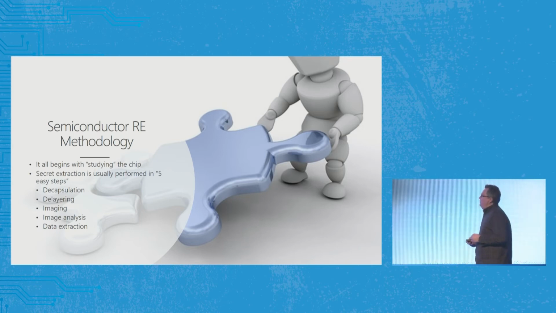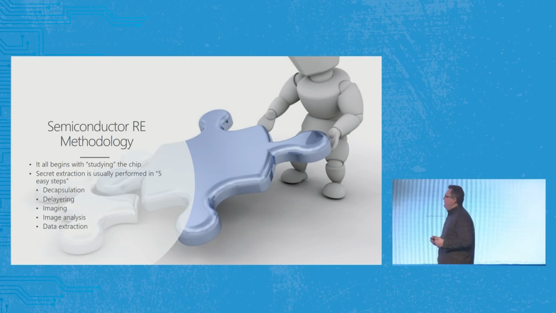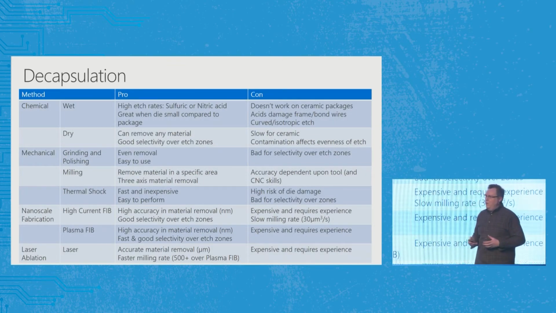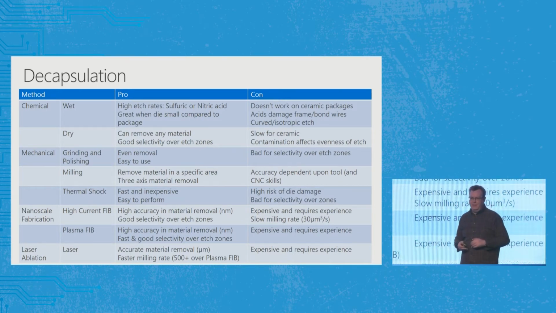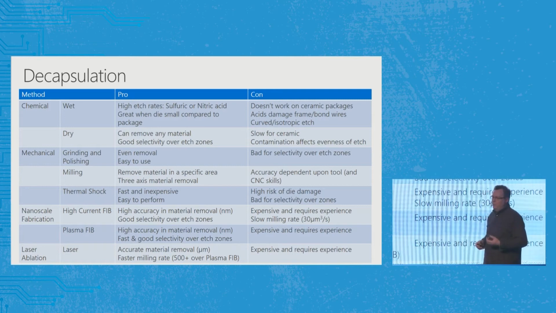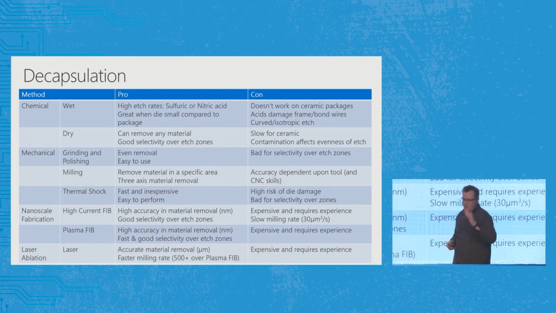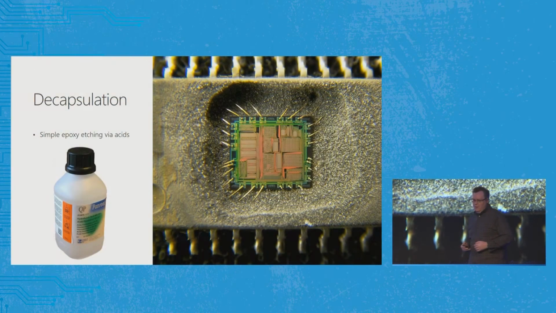On the semiconductor reverse engineering methodology, there are really 5 key steps: decapsulation, delayering, imaging, image analysis, and data extraction, and I'll run through those. So when I look at a particular chip, they're pretty bland. You'll see normally a black piece of plastic with a number of little legs sticking out. So the chip itself is embedded inside that epoxy or that particular plastic, and so decapsulation is about how do I remove this. Lots of different ways depending on the materials, but I won't really step through that.